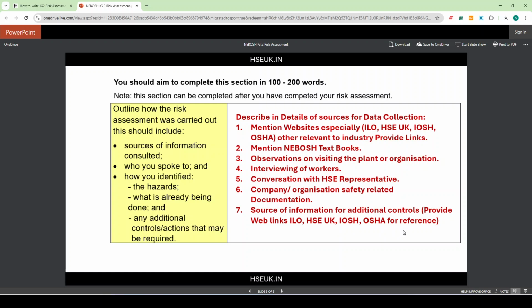So that is what you should mention in part A of the risk assessment as a complete risk assessment of part A. For part B and part C and part D, we will prepare separate videos for you.